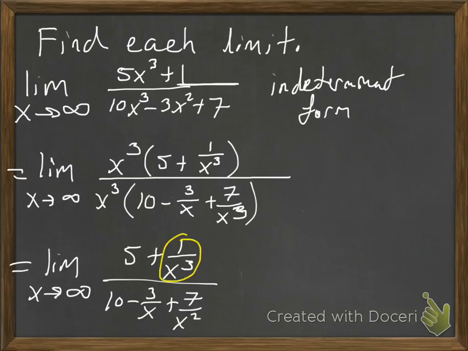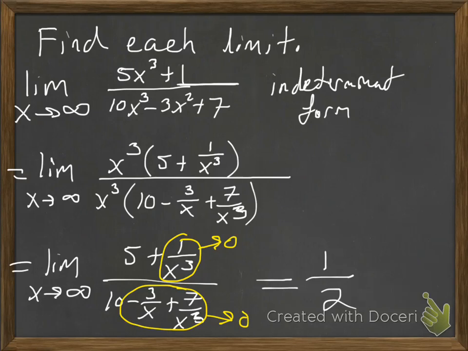And so 1 over x cubed, if x cubed is like a million, then 1 over a million cubed is basically not going to contribute anything. Same thing with 3 over a million and 7 over a million cubed. Those aren't going to contribute anything, so we can essentially say that they go to 0. And in fact, they do go to 0. So what we're left with is 5 over 10, which is also known as a half. So this one has a horizontal asymptote at 1/2.